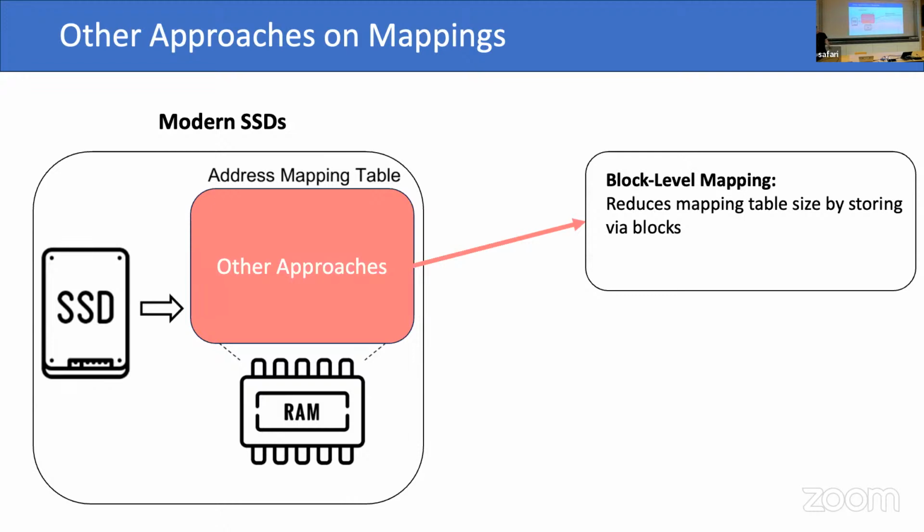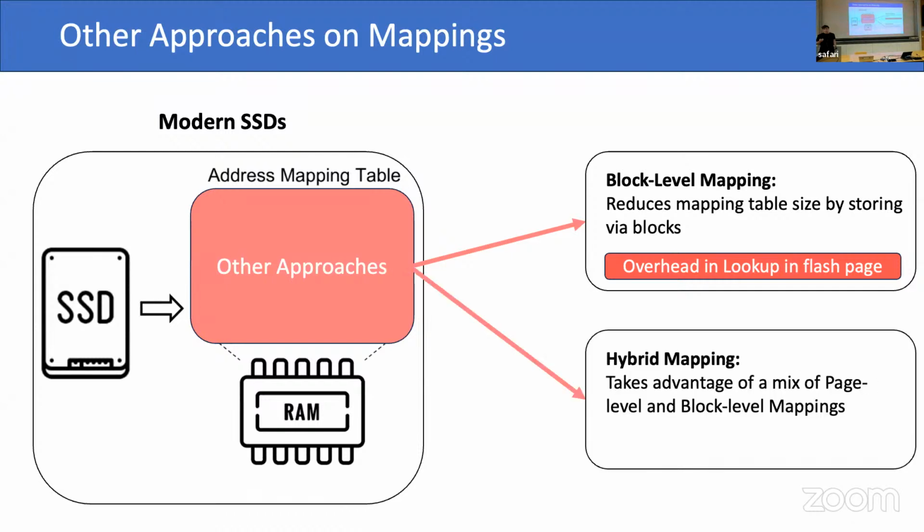First of all, we have the block level mapping. Basically, instead of having a direct translation, we reduce the mapping by using blocks. Although this is good, as it reduces the memory footprint, we have a problem with overhead in lookup. Then the second approach is hybrid mapping. Basically, we take part from page level mapping and part from block level mapping, and take advantage of both. But the problem is that we have too much overhead in the garbage collector. So page level mapping is still the most used one currently.